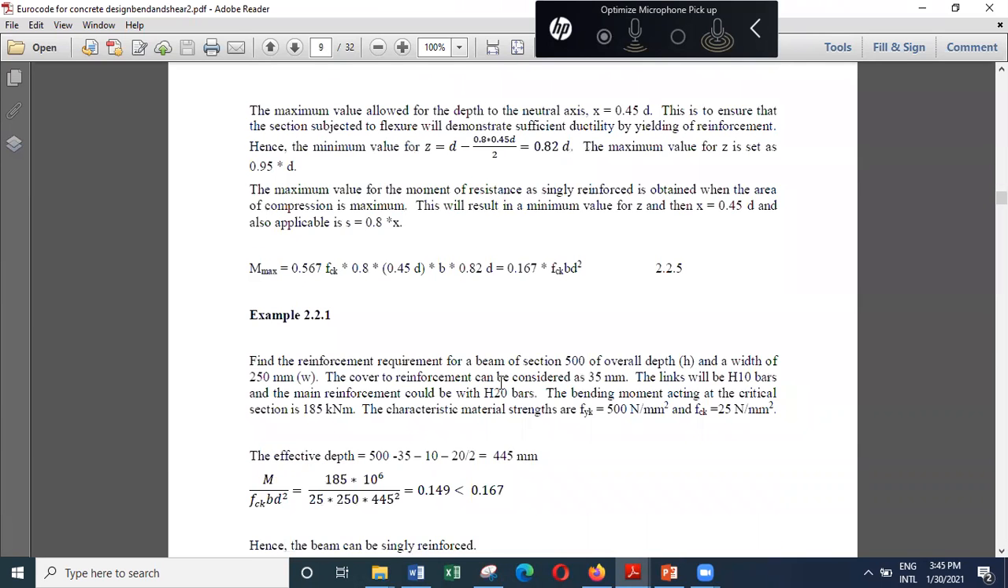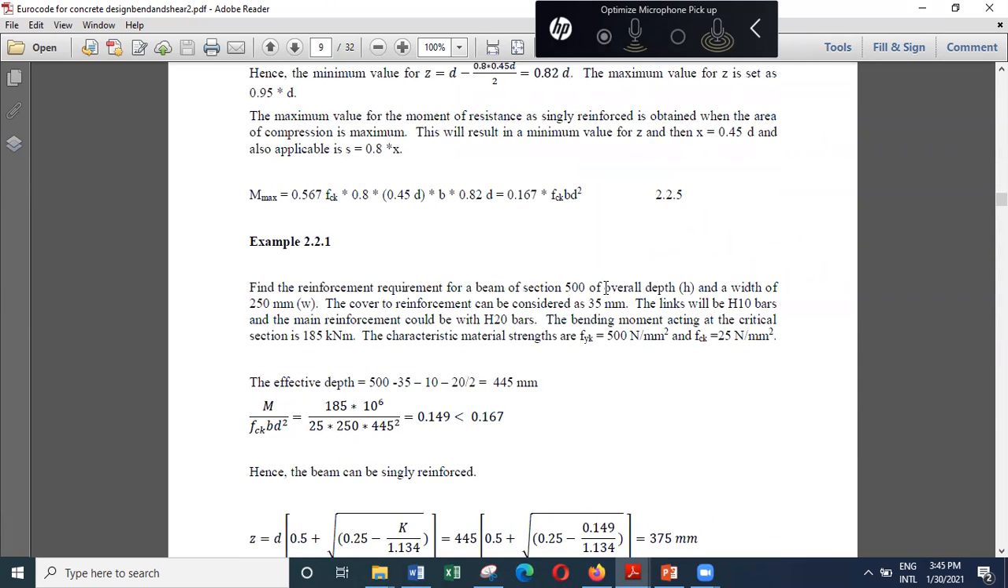So we are having 25 millimeter cover plus 10 millimeters to allow for any variation at the construction site. So you will end up with 500 millimeter depth, 250 millimeter width, 35 millimeter cover, plus 10 millimeters for the link, 20 millimeter reinforcement. Then you can find the effective depth of the section. That is 500 minus 35 minus 10. 10 is the link, 20 is the diameter, 20 divided by 2 is the distance to the center of the diameter of the longitudinal reinforcement. So you'll end up with 445 millimeter as the maximum value for d.